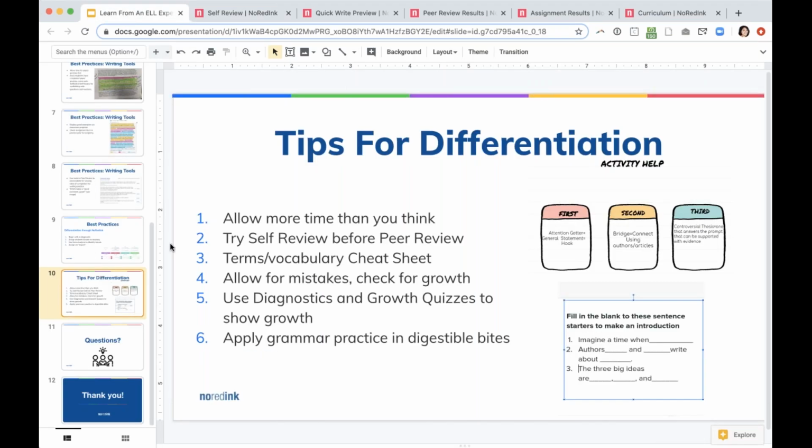The third thing that I found very useful, our ELL students, they struggle with vocabulary, as I mentioned before. Not just the ELL students, but many students in general. So I provided them with kind of like a cheat sheet. The first thing you see on the bottom right-hand corner is a scaled down version of where to start. So fill in the blank to these sentence starters to make an introduction. Imagine a time when would be their hook. Then introducing the authors would be their bridge. And then the three big ideas are really their thesis statement.